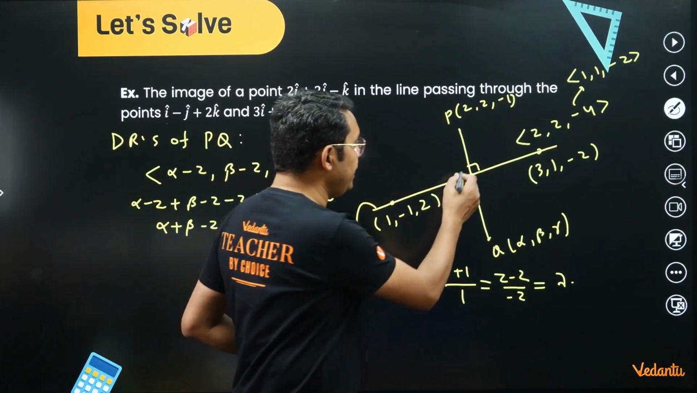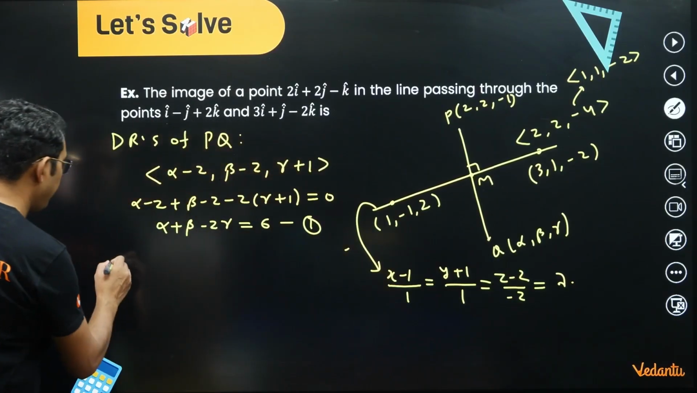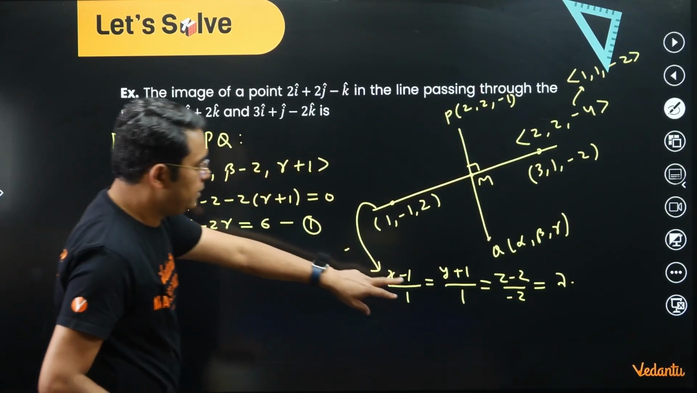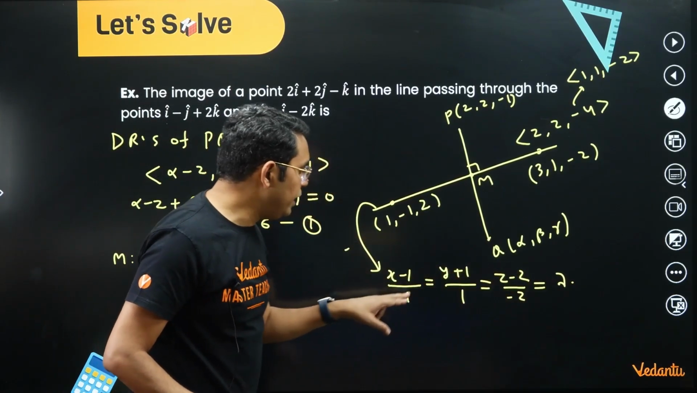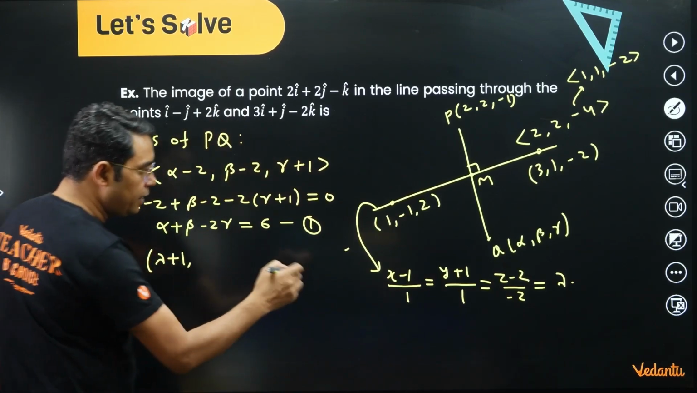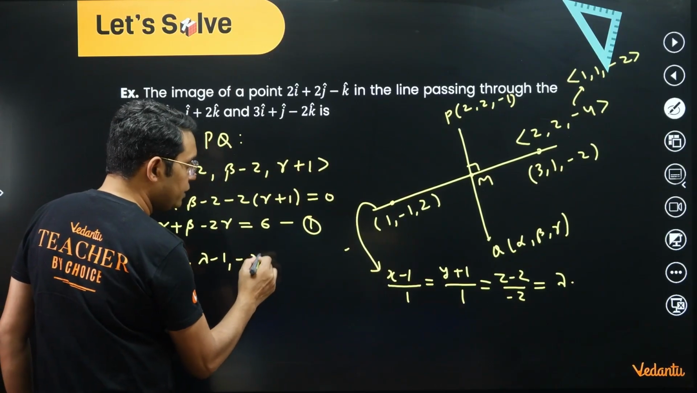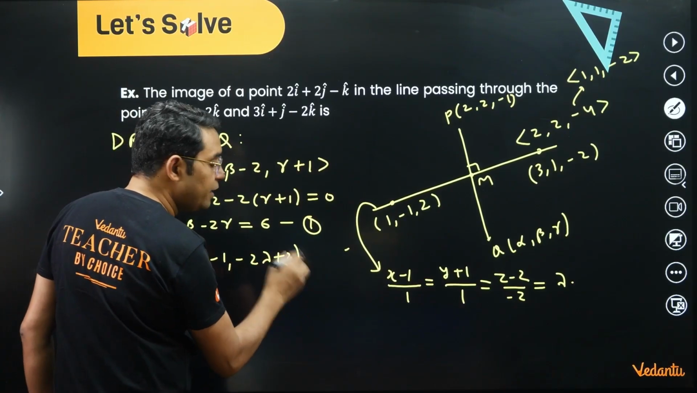Now we can take any point here. Let me call this point M. So this point M we can take in terms of lambda: lambda into 1 plus 1, so lambda plus 1 is the x coordinate. Similarly, lambda minus 1 is the y coordinate, and minus 2 lambda plus 2 is the z coordinate.